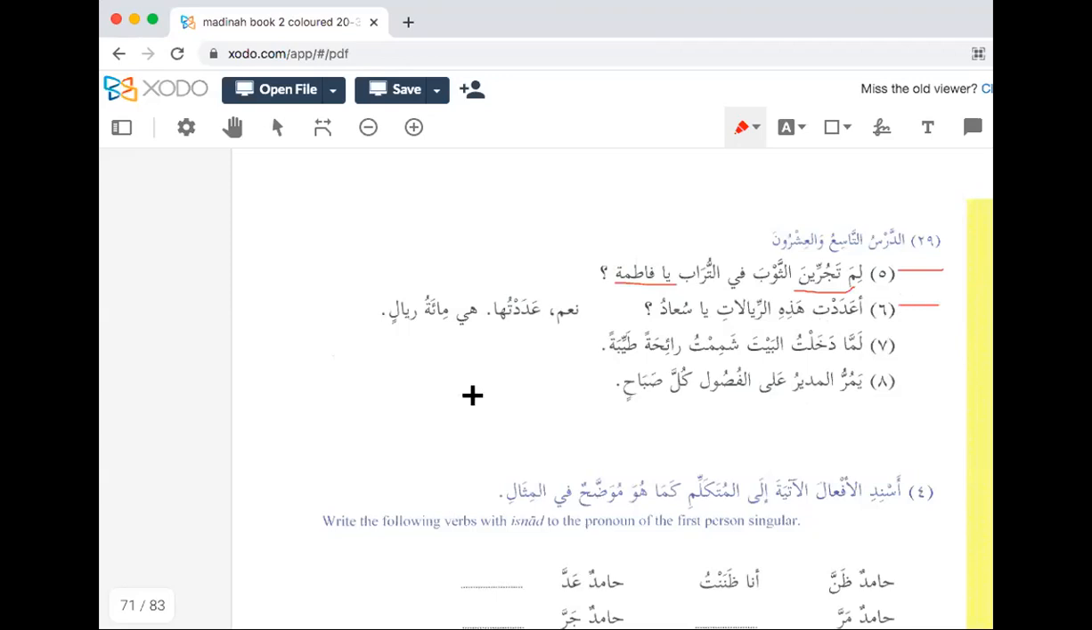Aadat hadhihi ar-risala ya Su'adu. So Su'ad is a girl's name, and so she is being spoken to. So what is this damir going to be? And it's a question.